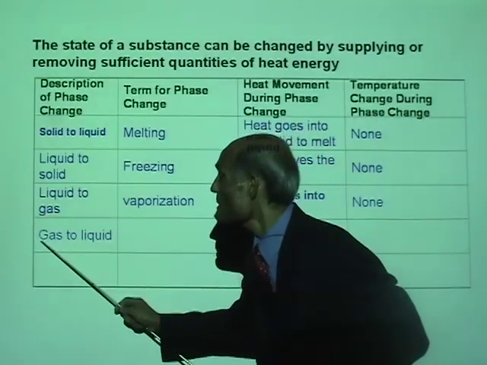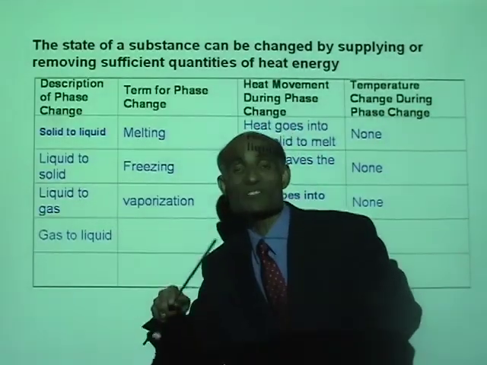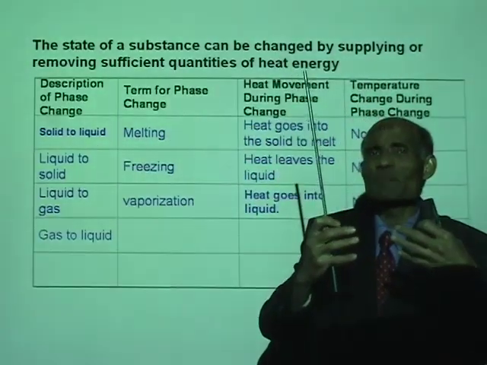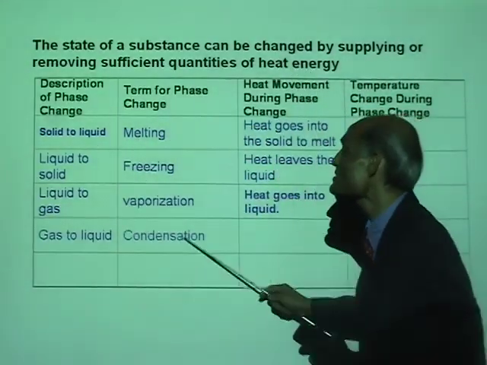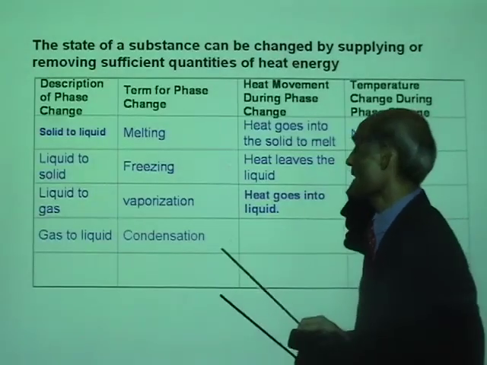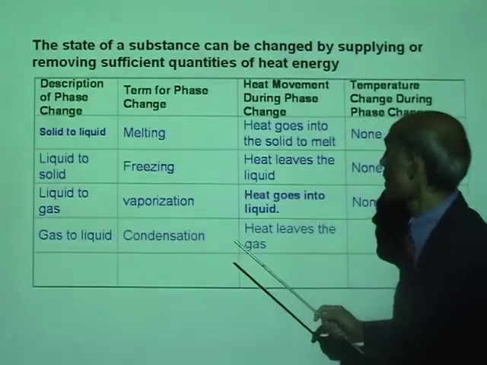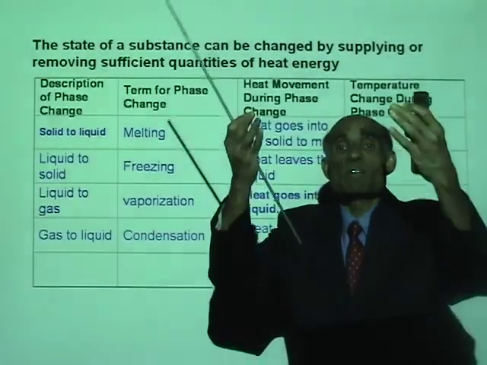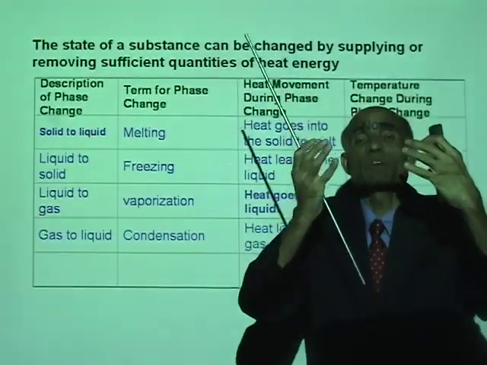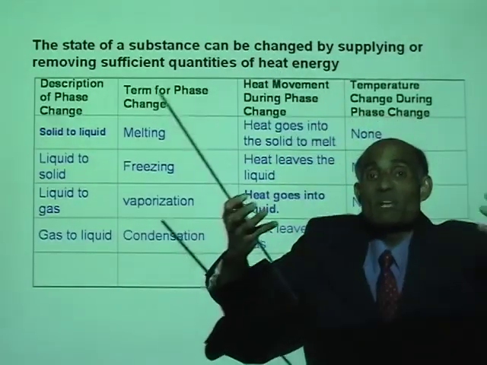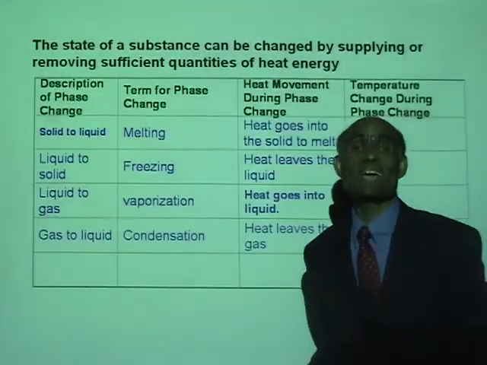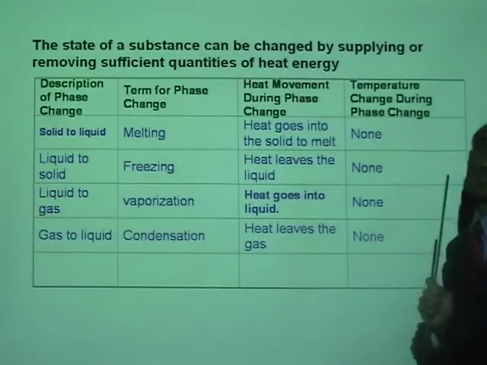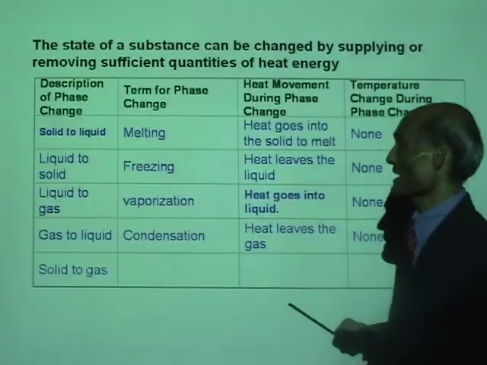All right, what is the name given to this change? A gas to a liquid. A vapor condenses to become a liquid. It's called condensation. All right, condensation, what is the heat flow? Heat leaves the gas. When a vapor condenses to become a liquid, heat is liberated. Heat escapes to the surroundings. Is there a temperature change? No, there is no temperature change.